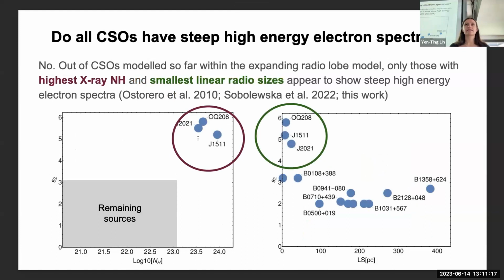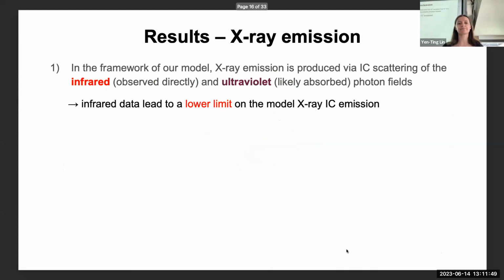And this kind of modeling was previously performed in the literature for a sample of other CSOs. And regarding our result for the high energy electron index S2, we saw that we need this kind of high value index only for the sources which, first of all, have small linear sizes, and secondly, are exhibiting high absorption in X-rays.